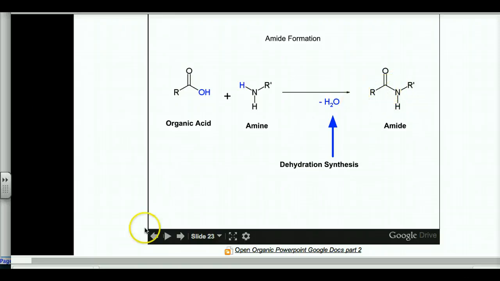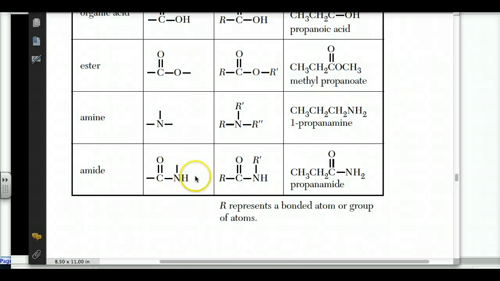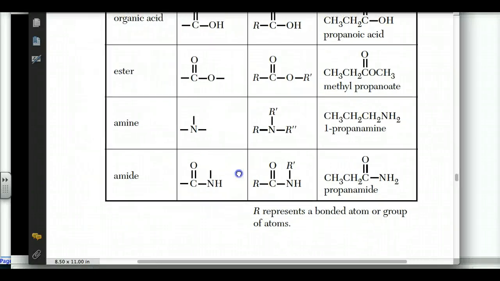Again, if you don't know this, look at the table. Table R is telling us clearly that an amide has a carbon double bonded to an O, attached to an NH. And here's an example. So you just have to pay attention to what you're talking about, the amine or the amide.